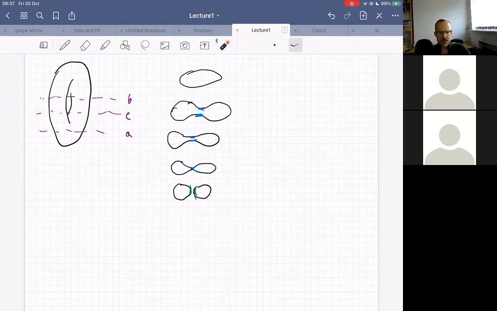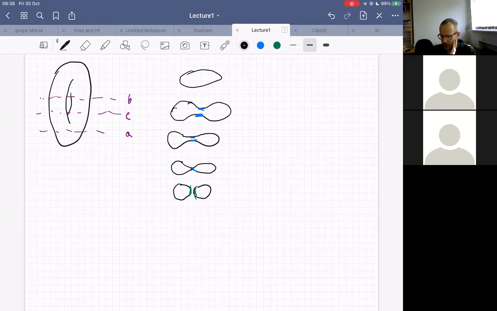And this change of topology is called surgery or handle attachment, depending on whether you look at the level set or the level set below. Topological surgery. Not like medical surgery, which is far less nice. Okay, so how can we describe it?